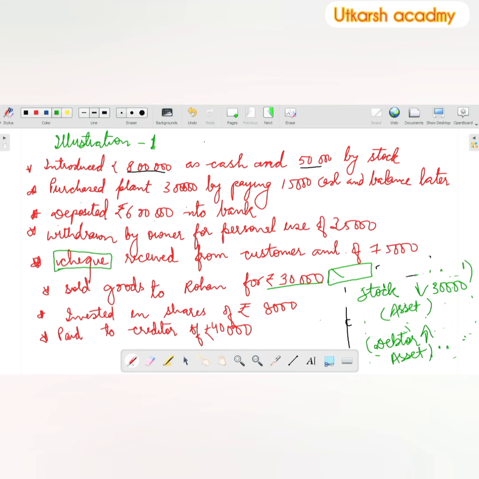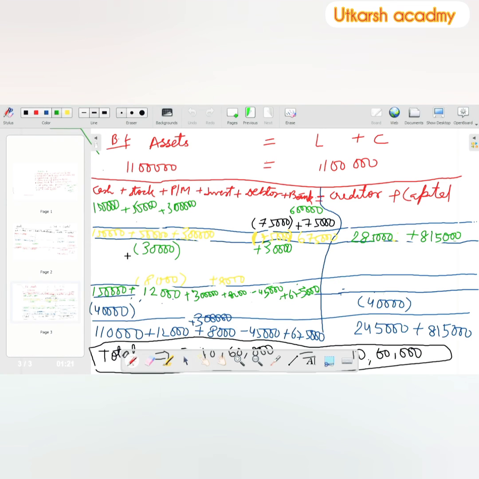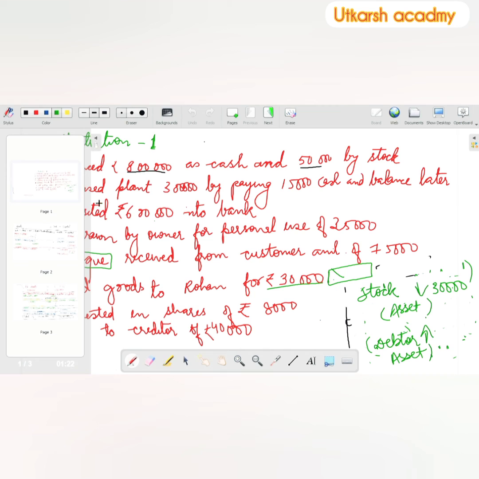Fine. Now let's see the accounting equation. See, 30,000 stock has been reduced, because out of 50,000, 30,000 has been sold. But we have not received cash, so the debtor has been increased. So 30,000 debtor will increase, and when we realize it, 30,000 will automatically get reduced. Fine? Are you getting the point? Okay, fine. Now let's move to the next transaction.